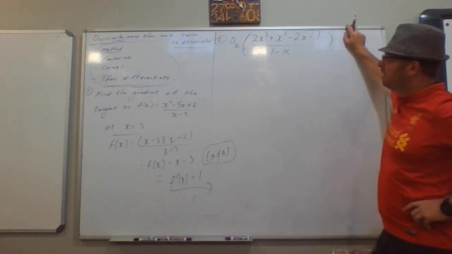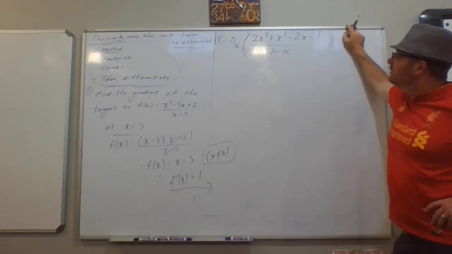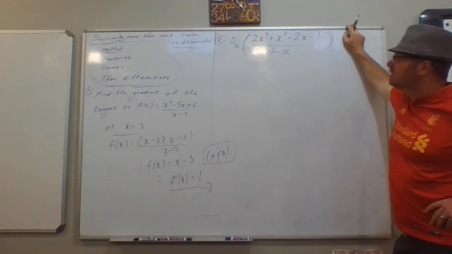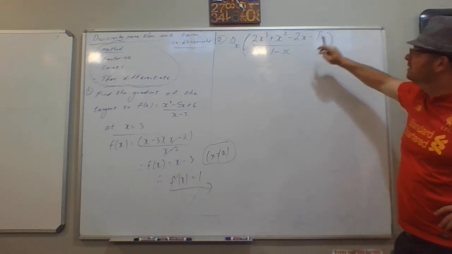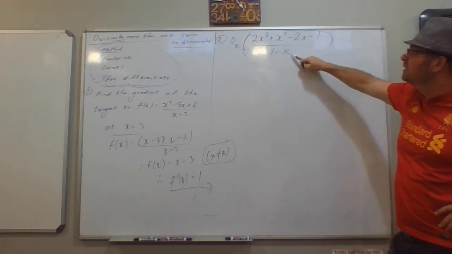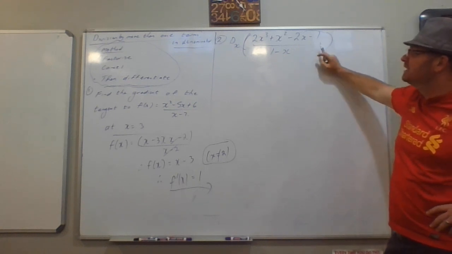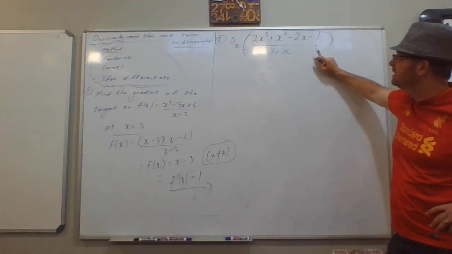Right, last example. Differentiate (2x cubed plus x squared minus 2x minus 1) over (1 minus x). Right, so you've got more than one term in the denominator, so somehow you're going to have to factorize that and cancel and then differentiate.